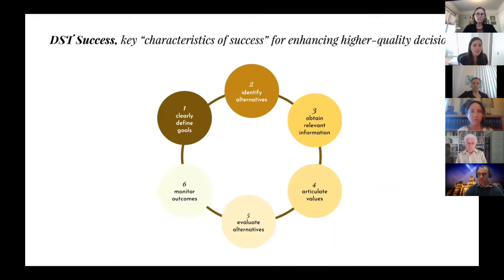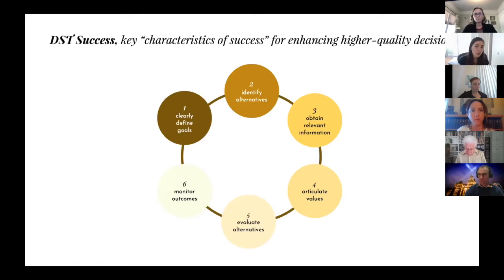So here is a figure illustrating in this wheel key characteristics of success for decision support tools in order to enhance stakeholders' ability to make high quality decisions. So this involves the capacity to, one, clearly define goals. So this involves being able to describe the desired goals and the nature of the decision that needs to be made. Two, identify alternatives. And this involves being able to clarify and list possible paths of action.